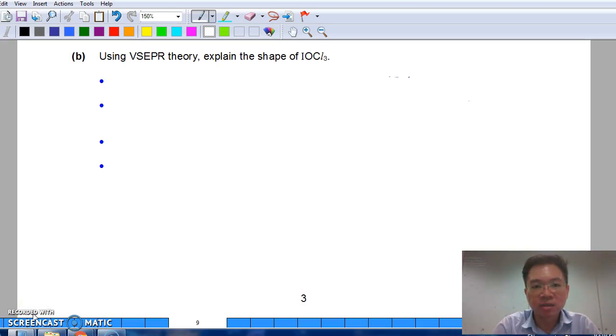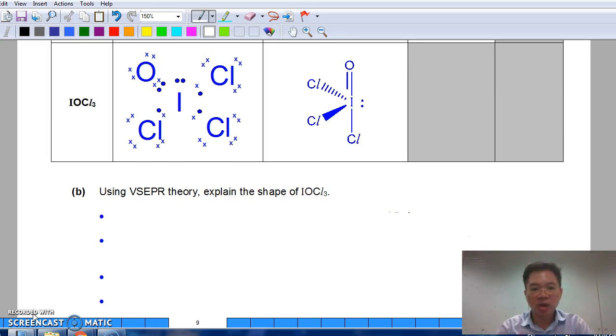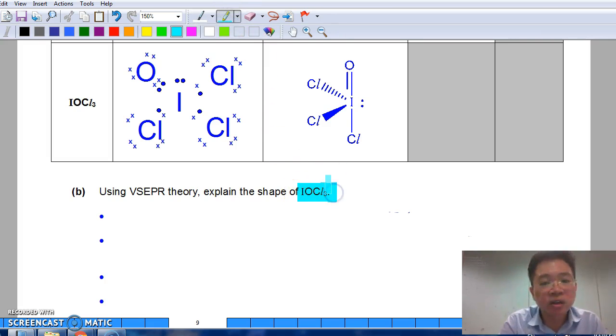Hello everyone, this is Chem Bonding tutorial question 5b. We have done 5a considering the shapes and the dot cross diagram. We are going to use 5b to explain the shape of the molecule. 5b says, using VSEPR theory, explain the shape of IOCl3.